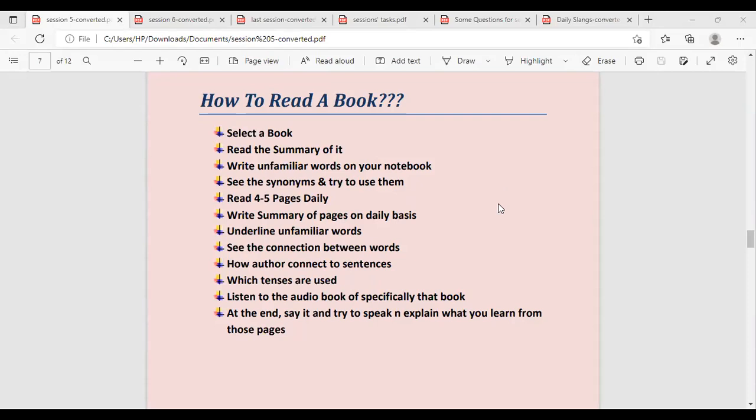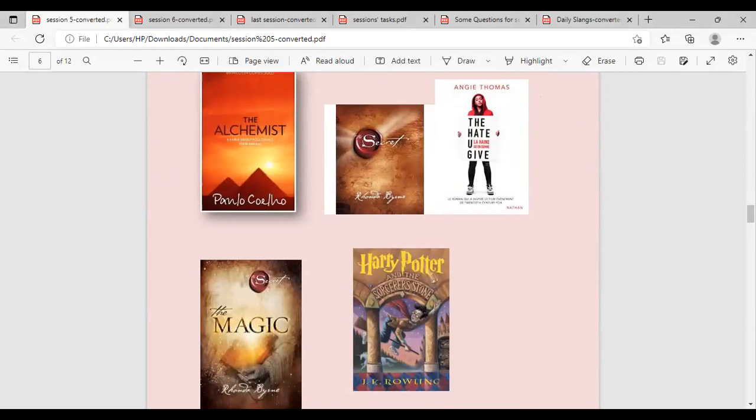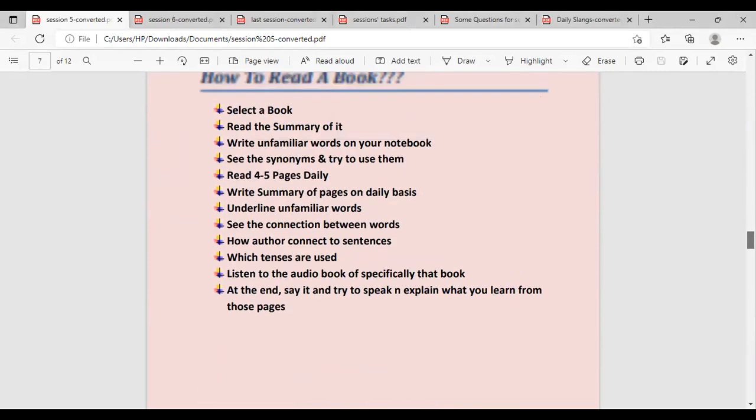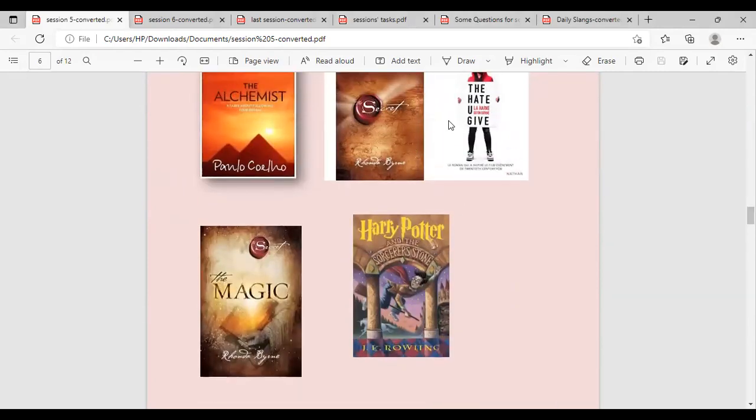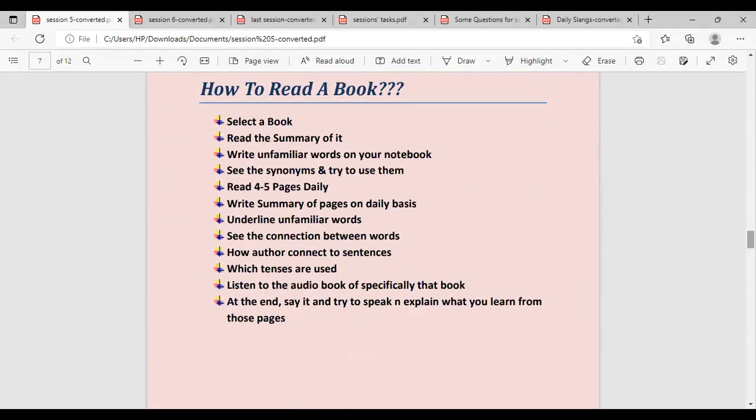If you have selected a book like The Alchemist or many other books like The Secret series, material will be available on YouTube. But material about the book The Hate You Give is not available. So just select a book according to your choice, not because the title page or the book looks so attractive. You have to read the summary, and don't go with fictional novels. Go with self-development books.